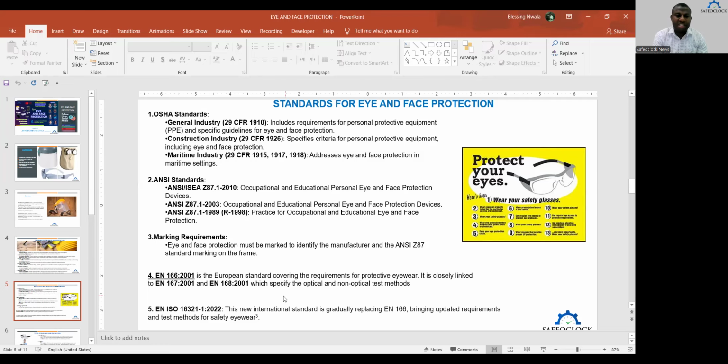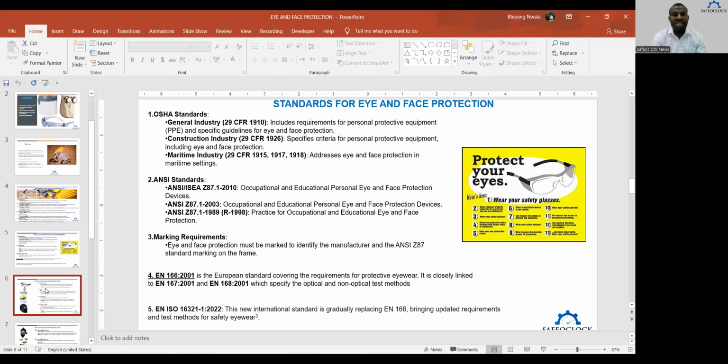So another standard is EN ISO 16321. This standard is coming up newly. It was released in 2022. So this new standard is majorly responsible for ensuring that the eye protection equipment designs are properly tested before release into the market. So this is an ISO standard that is covering eye protection equipment that are being manufactured and tested.